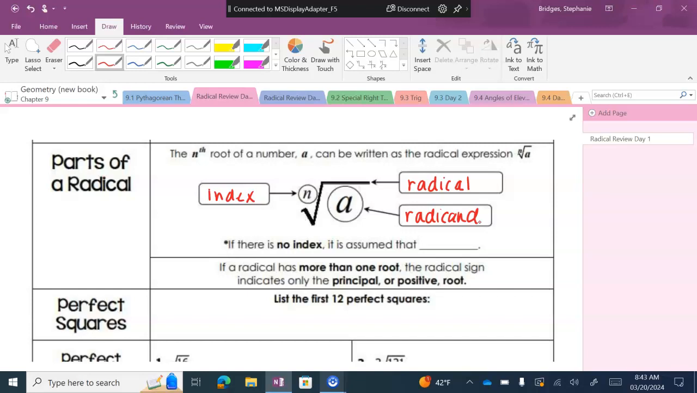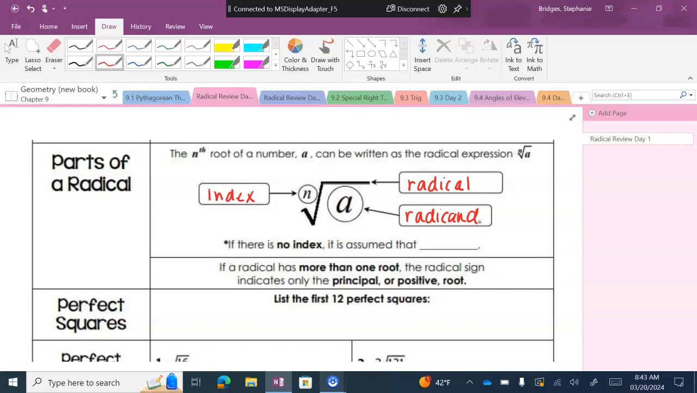Okay, and then right under that it says if there is no index, meaning if I write just this symbol and I don't put a number here, okay, I'll put that, okay. If there is no number there, it is understood that it is a 2. Just like when I write the variable x, what is the exponent that's understood that's there? We just don't write it. A 1, okay. So very similar to a square root.